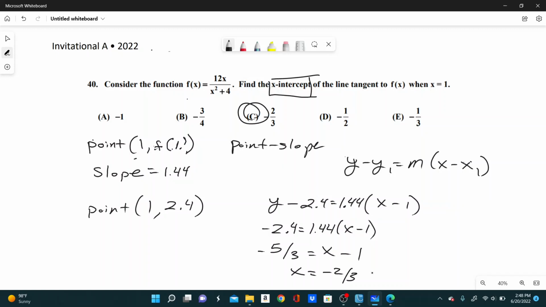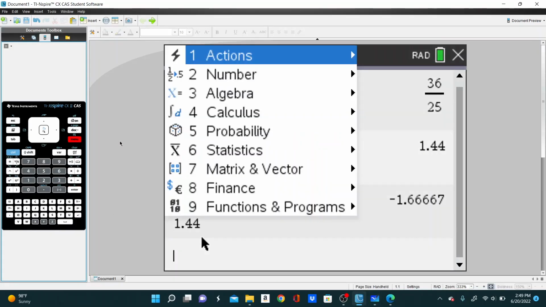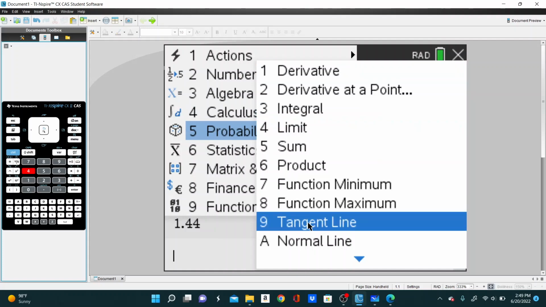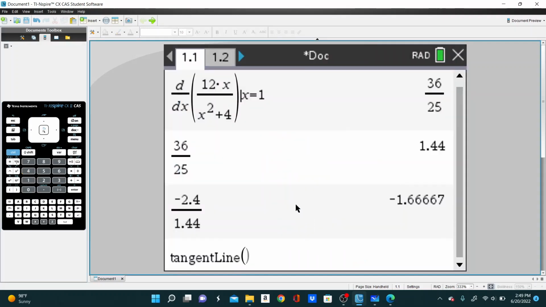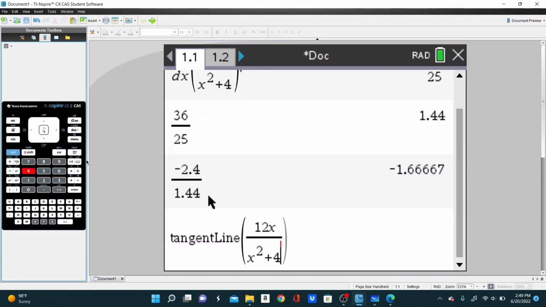There's also a way you can do this with the calculator, and it's pretty quick. Your calculator is actually capable of finding a tangent line. So if you go to Menu, and then see where it says tangent line down here. So here's what you can do. You just type out your equation without the y equals. So just say 12x over x squared plus 4. You type your variable that you're using, and then you type which x-coordinate you want this to correspond to, like where you want the tangent line to be.